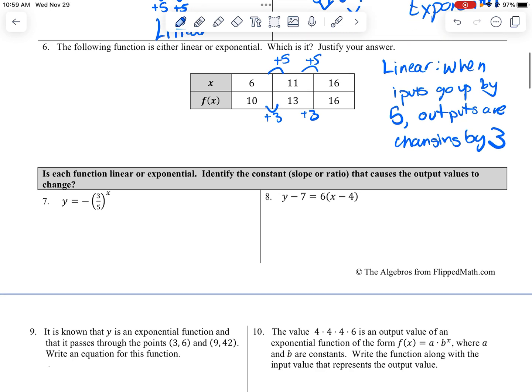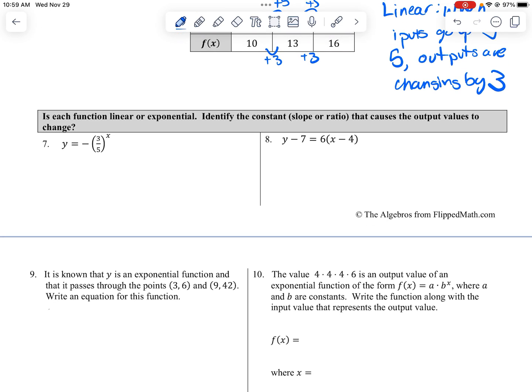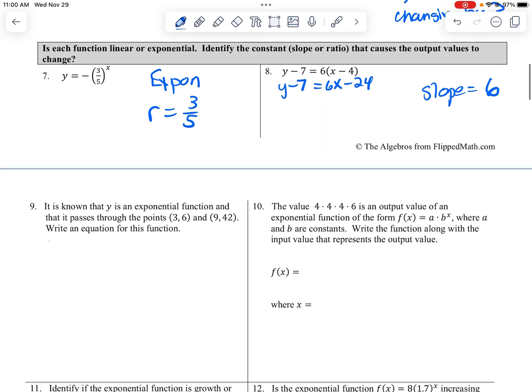So is it linear or exponential? And identify the slope or ratio. Well, this is exponential, and our ratio would be 3/5. Where this one's linear, and if I distribute 6x minus 24, so y minus 7, so our slope is 6. And on to the next page.